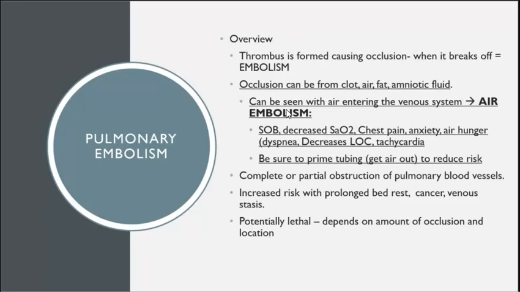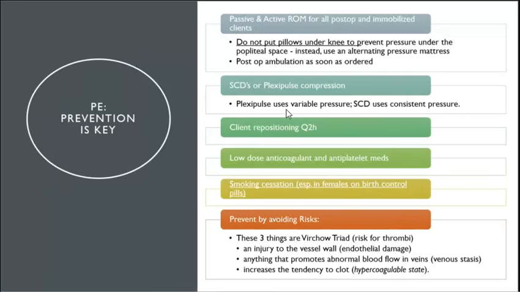Think about being on an airplane. Let's say you're traveling from Texas to Australia. If we are not getting up and walking, and we're at high risk already, maybe we're morbidly obese and we smoke and have a history of clots, being on that airplane for such a long time, sitting, not moving, is going to put that patient at a high risk for embolism. And it is pretty lethal. Depends on the amount of occlusion and location.